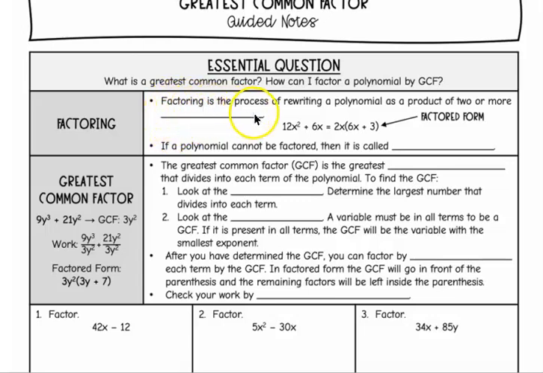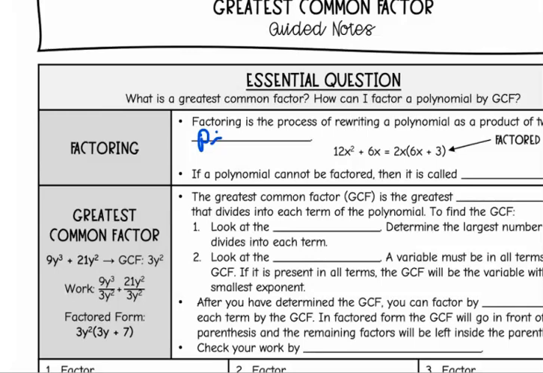This one says factoring is the process of rewriting a polynomial as a product of two or more polynomials. So polynomials. Man, that's ugly. Hold on. Polynomial, M-I-A-L. All right, so if a polynomial cannot be factored, then it is called a prime.